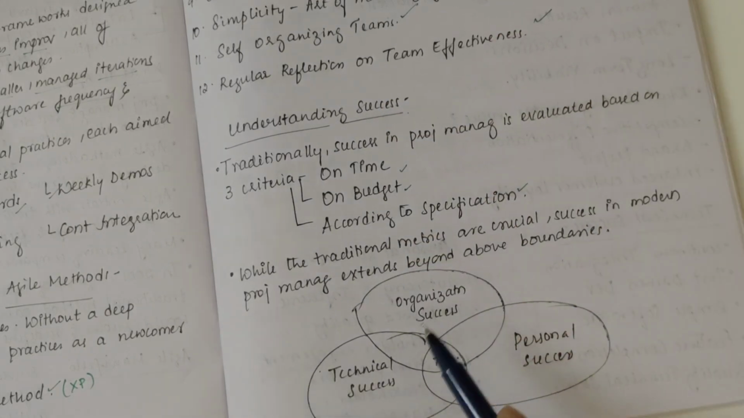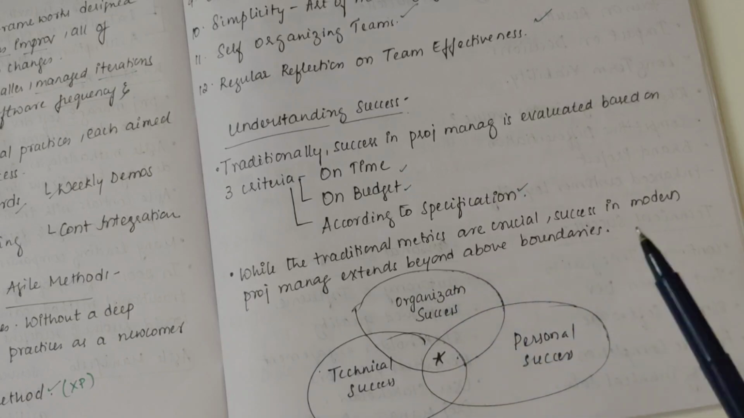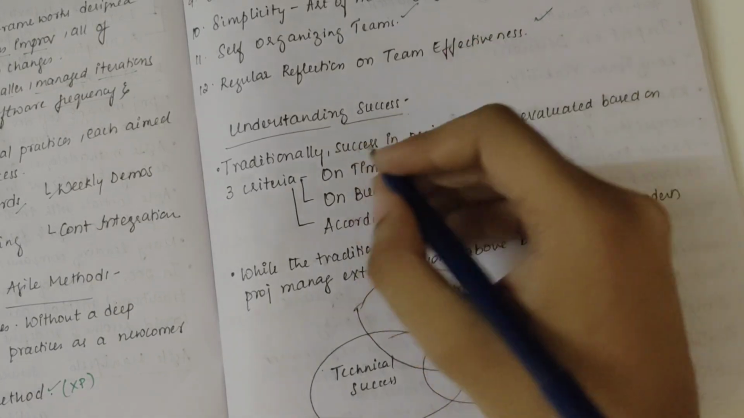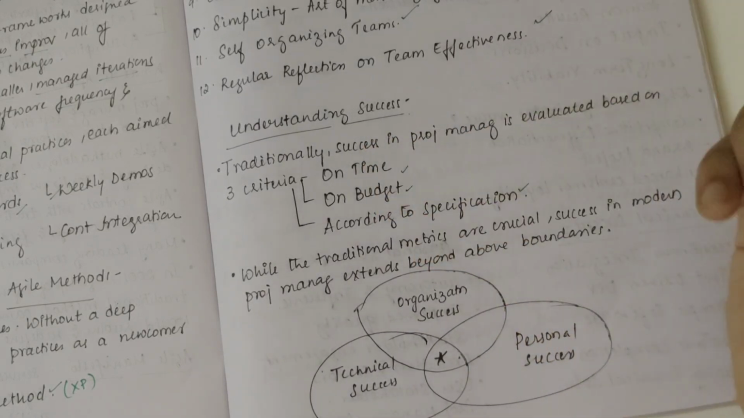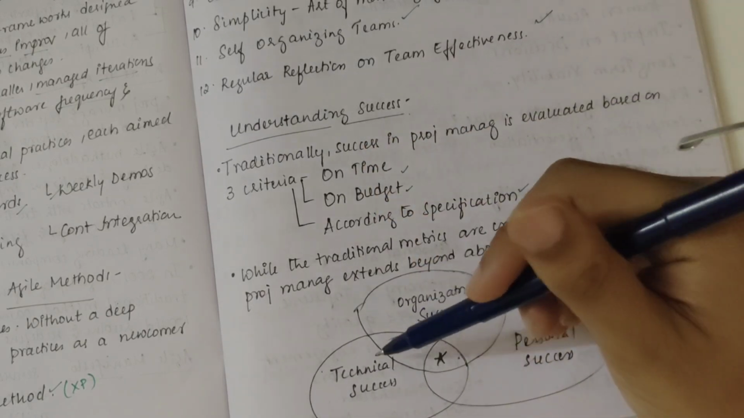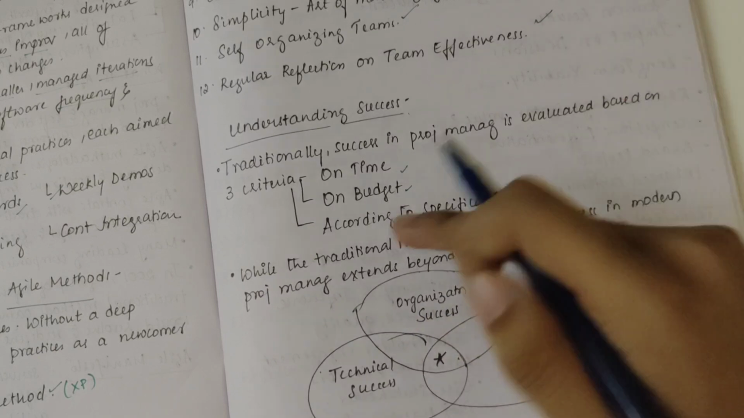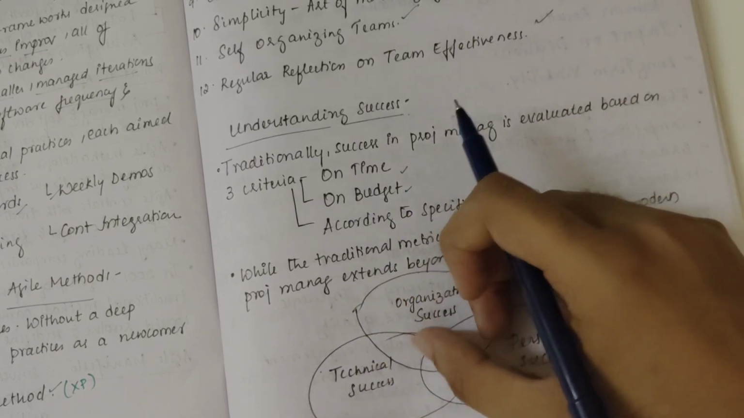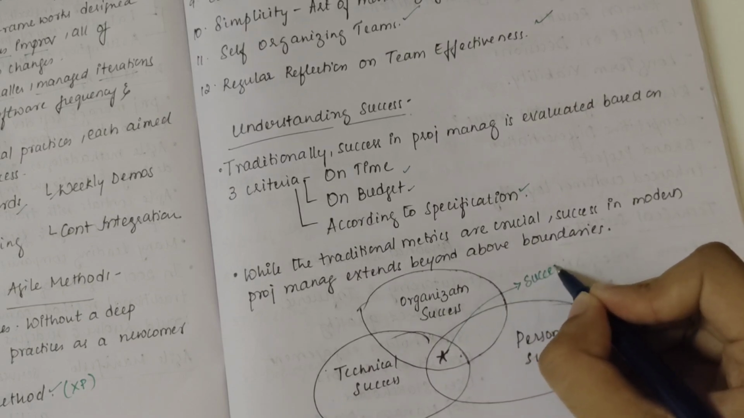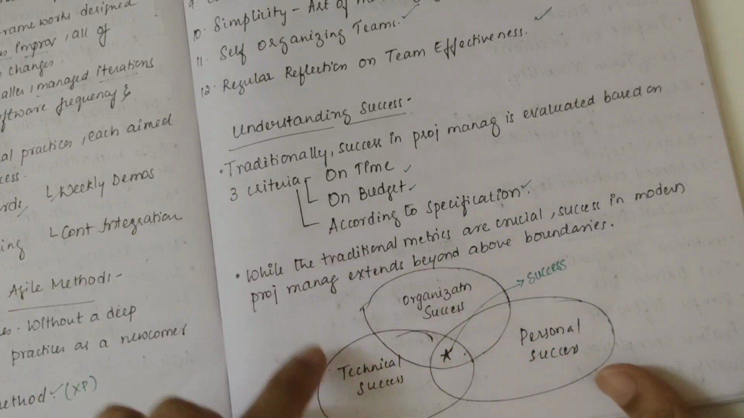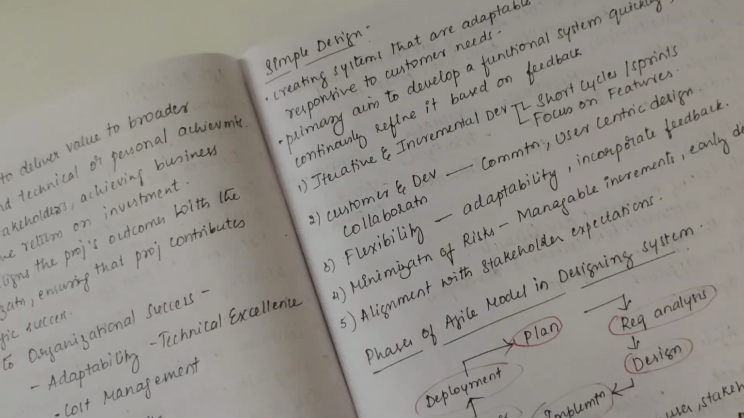While the traditional metrics are crucial, success in modern project management extends beyond the above boundaries. So success cannot be determined on the basis of these three. It is something beyond these. Okay, so we have organizational success, technical success, and personal success. When these three are attained, the star, this depicts the actual success. Okay, so let's look into these key points one by one.